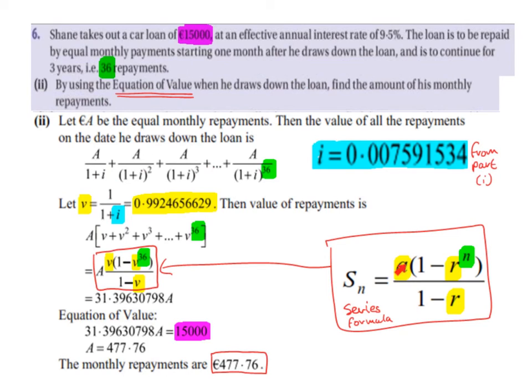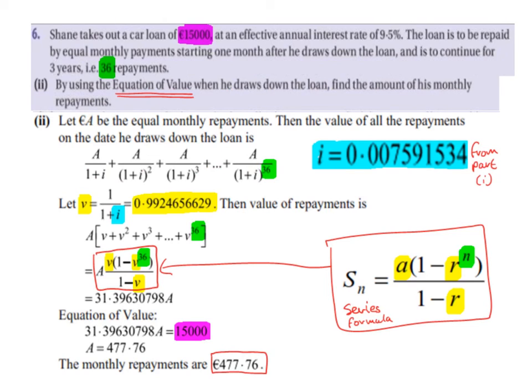In this case, the a is going to be V, the r will also be V, and the n will be 36. That's because the a stands for the first term, which is V, and the ratio, what's multiplied on each time, is also V. And the power of 36 ultimately came from the 36 repayments.